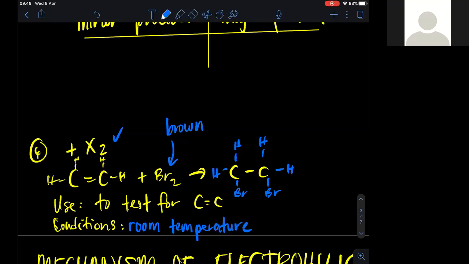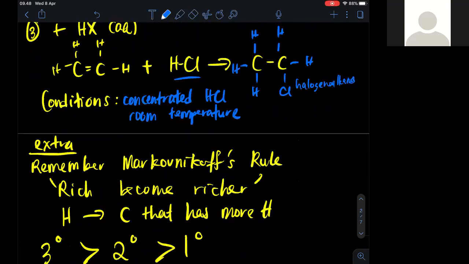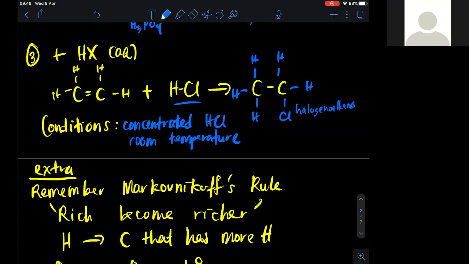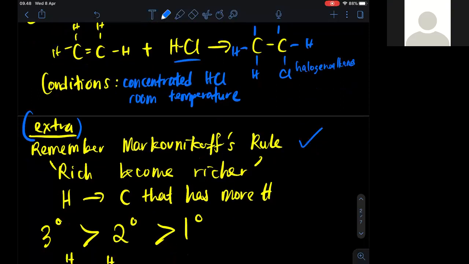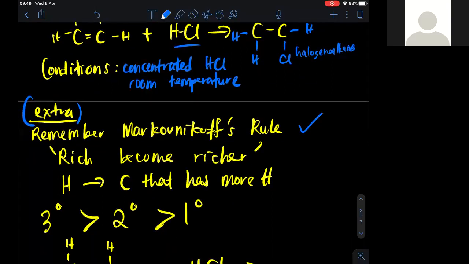Now, let's actually look over here. Here what I actually put is something extra. And I told you to remember Markovnikov's rule. According to Markovnikov's rule, one of the students mentioned, and I find this easier to remember: rich become richer, or I told you hydrogen will go to the carbon that has more hydrogen.